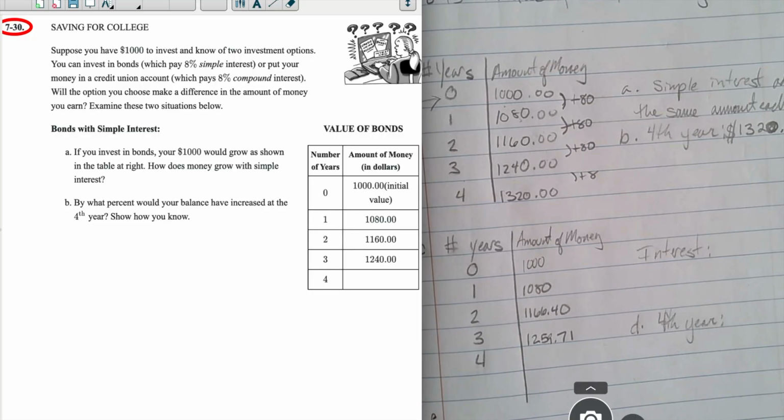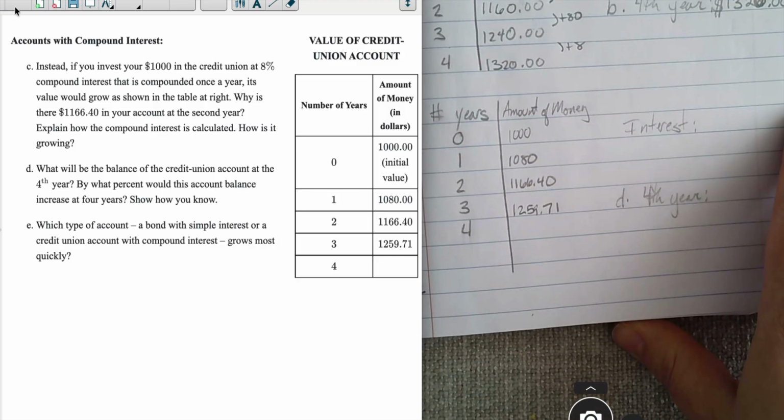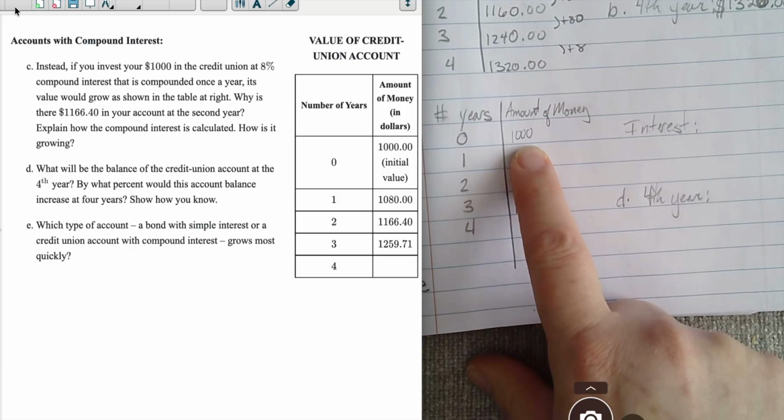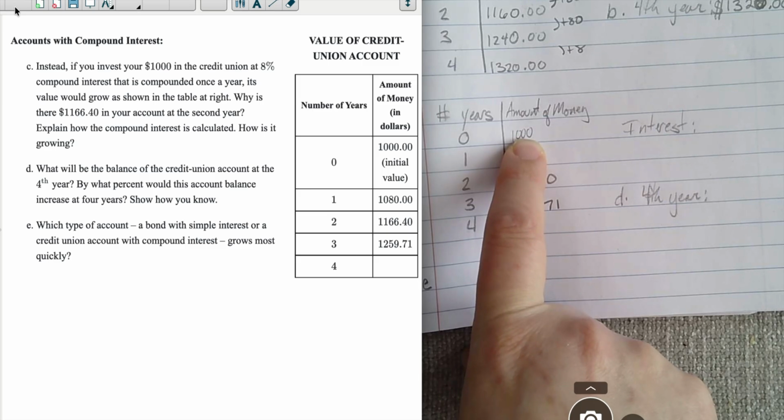Now, compound interest, which is what we're going to look at for parts C and D, is a little bit different. So we start with the same initial value, so we put our $1,000 in. And it says, instead, if you invest $1,000 in the credit union at 8% compound interest, which is compounded once a year, its value will grow as shown in the table at right. Why is there $1,166.40 in the account at the end of the second year? Explain how the compound interest is calculated.